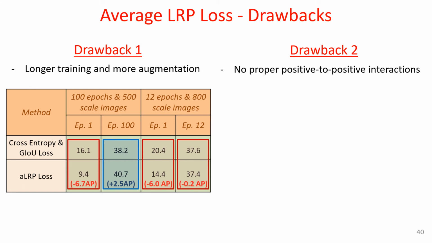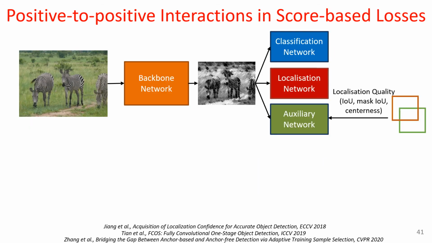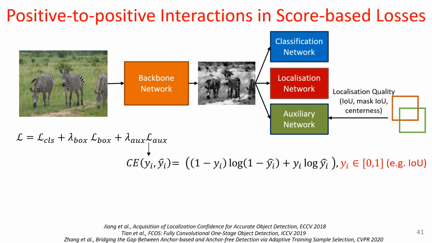Secondly, the classification target of average LRP loss is not designed properly to promote correlation. One common method to promote the correlation between the classification and localization during training is to employ an auxiliary head, which aims to regress the localization qualities of positive examples. Then, during test time, the outputs of the classifier and auxiliary network are combined in order to have a joint score. The auxiliary network is supervised by an additional loss component, which is in general cross-entropy loss, since the cross-entropy loss can be employed when the target values are between 0 and 1, as in the case of IOU.